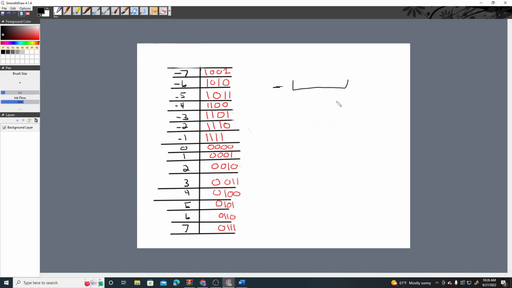All right, so that's how to create negative numbers using 2's complement, and we went over how to add and subtract numbers using binary numbers using 2's complement.